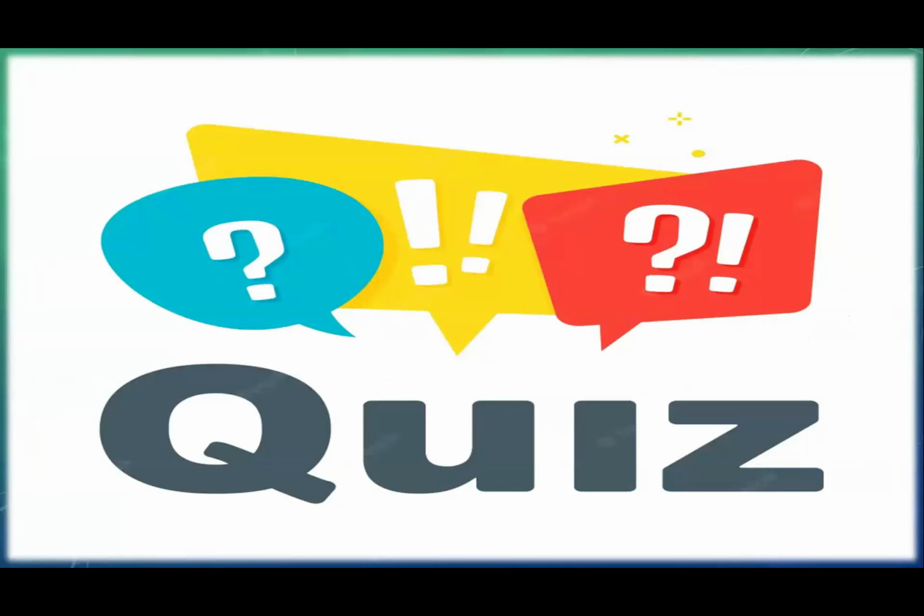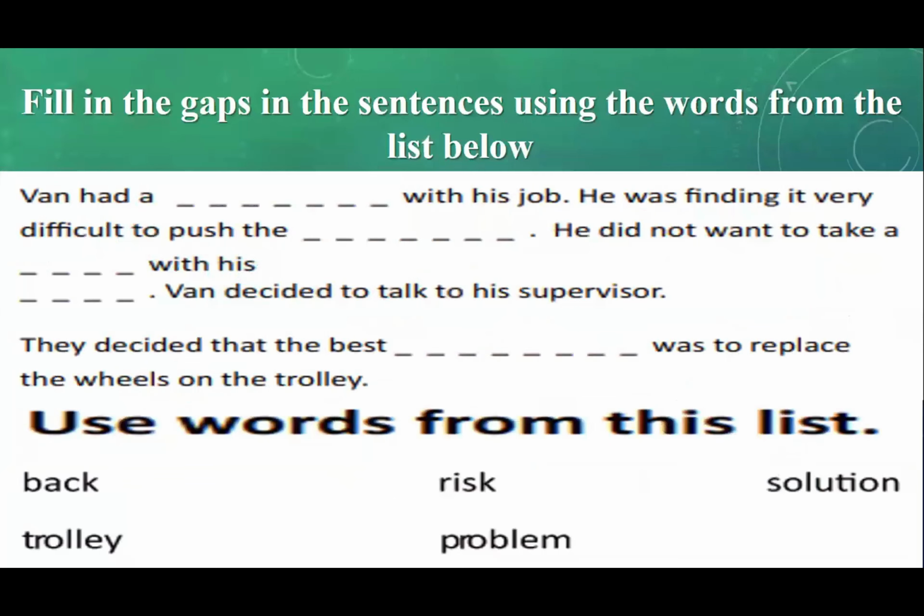Okay, here is the quiz for all of you. I will read the instructions and you can fill in the blanks one by one. Fill in the blanks in the sentences using the words from the list below. Van had a dash with his job. Yes, any one of you can use a word from this list at the bottom. Van had a dash with his job. Yes, one had a problem. Van had a problem.